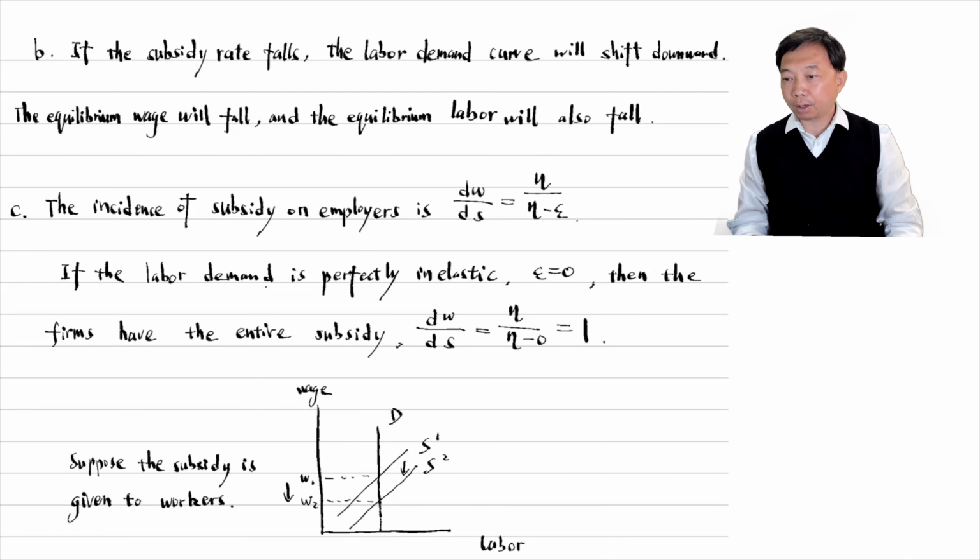Suppose the subsidy is given to workers. The graph shows that the subsidy shifts the labor supply curve downward, and the wage firms pay decreases by the amount of the subsidy from W1 to W2. The workers receive W2 plus the subsidy, which is W1, the same as before the subsidy.